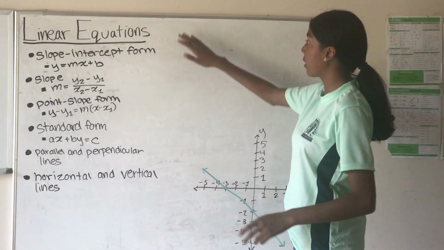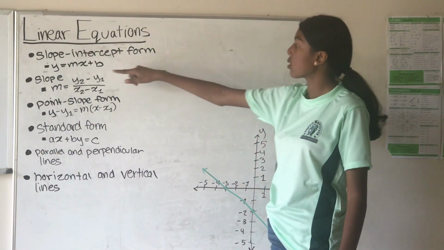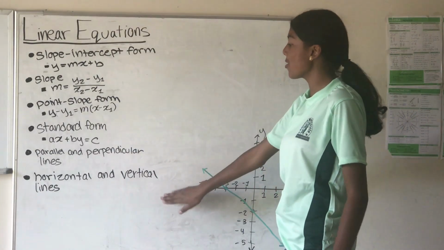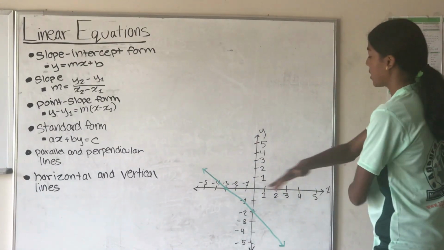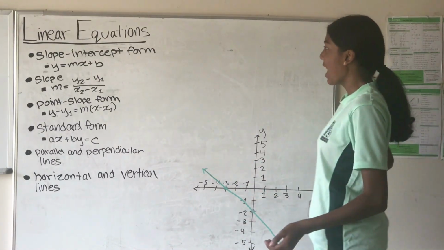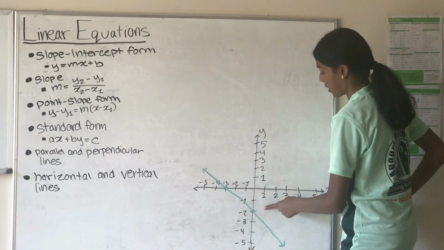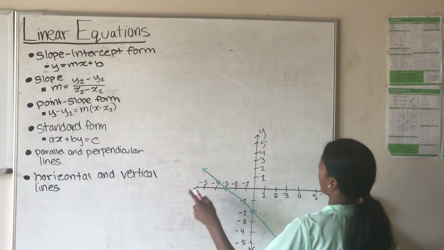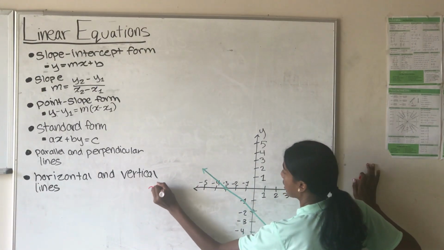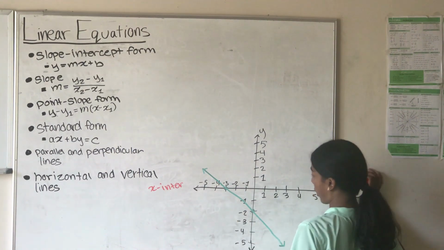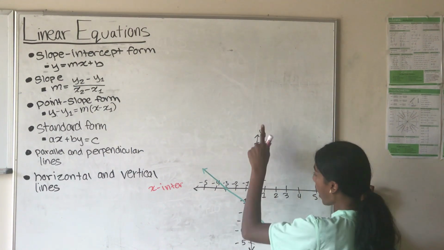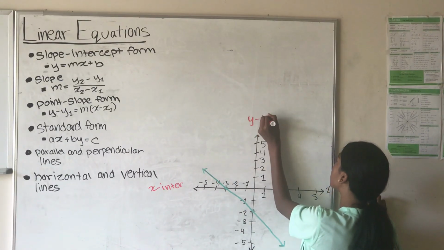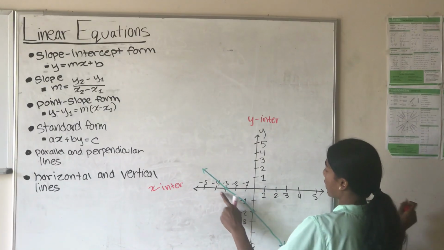The things we're going to cover in linear equations are slope-intercept form, slope, point-slope form, standard form, parallel and perpendicular lines, and horizontal and vertical lines. So you can see that I have a beautiful graph here, and it intersects 2 points here. The one that is intersecting the x-axis is called the x-intercept. I'm not going to write the whole word. And then the one that's intersecting the y-axis is the y-intercept.